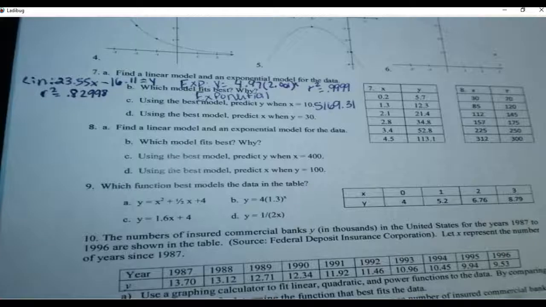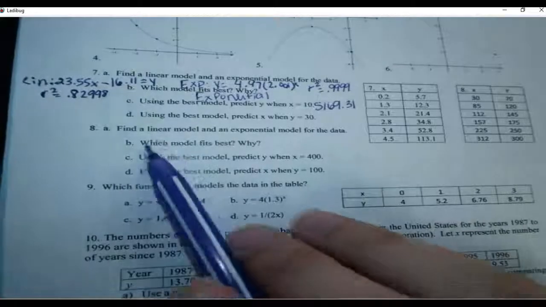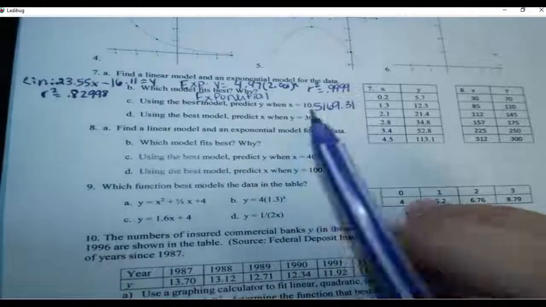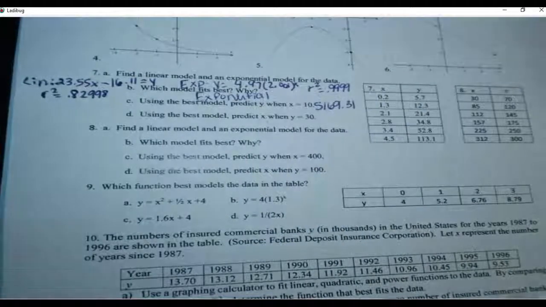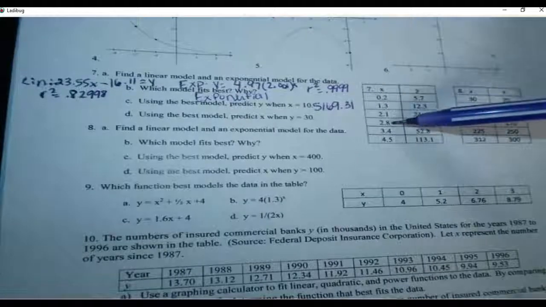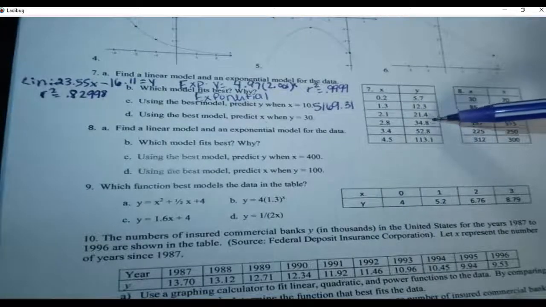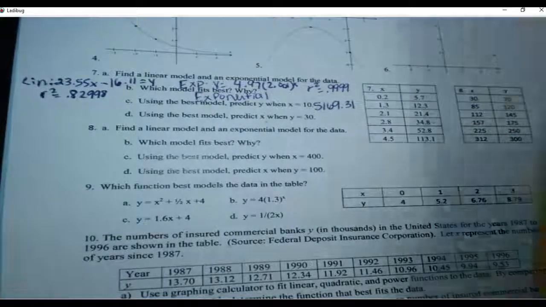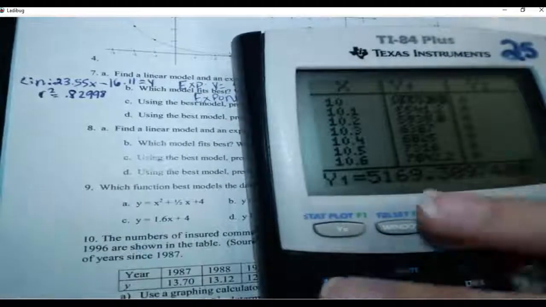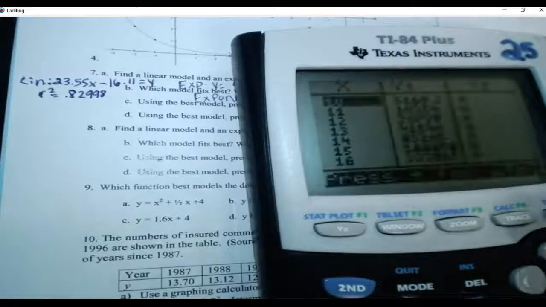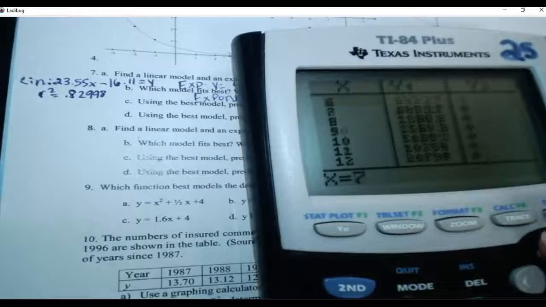Questions on that? Okay, so then for part D, we want to predict X when Y is 30. Well, if I look at my table, I've got 2.1 is at 21.4. 2.8 is at 34.8. So I know it's happening somewhere in between there, 2.1 and 2.8. So if you look at your calculators, your tables are probably just going up by ones. So you're like, well, how do I know? Like all I have is 2 and 3.